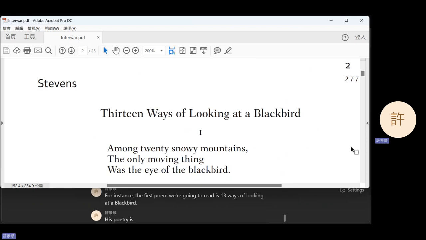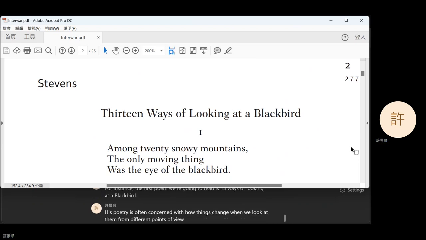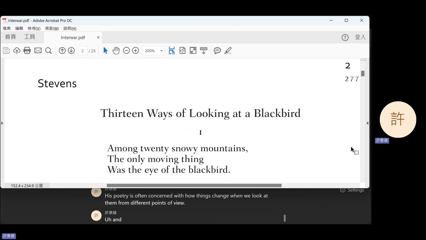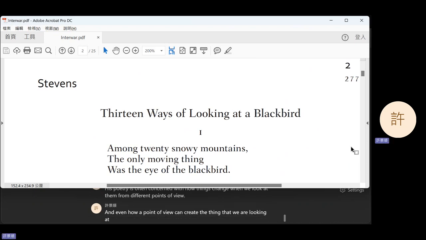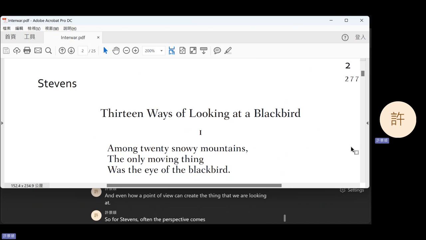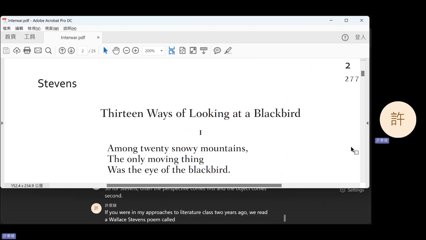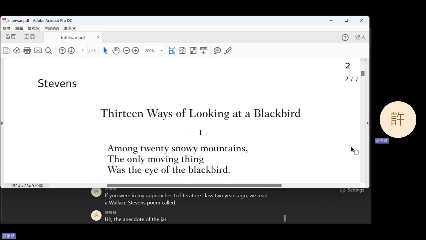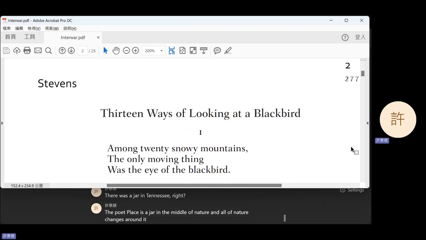His poetry is often concerned with how things change when we look at them from different points of view, and even how a point of view can create the thing that we are looking at. So for Stevens, often the perspective comes first and the object comes second. If you were in my Approaches to Literature class 2 years ago, we read a Wallace Stevens poem called The Anecdote of the Jar. There was a jar in Tennessee, right? The poet places a jar in the middle of nature and all of nature changes around it because it has a new perspective.